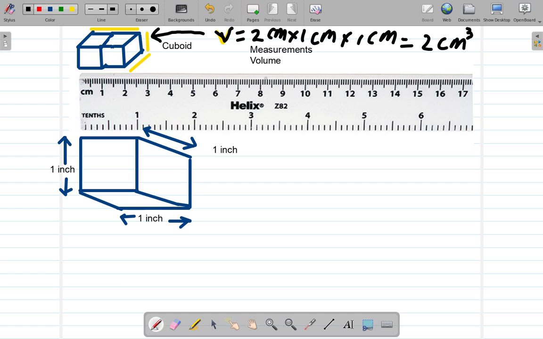I said the cube, but it's a cuboid. If all the sides are equal in length, then it's a cube. If one of them is different, even if 2 of them are the same and the third is different, or all 3 of them are different, maybe the width and the height are the same, but the length is different, whatever the case is, as long as they are not all equal, you say it is a cuboid.